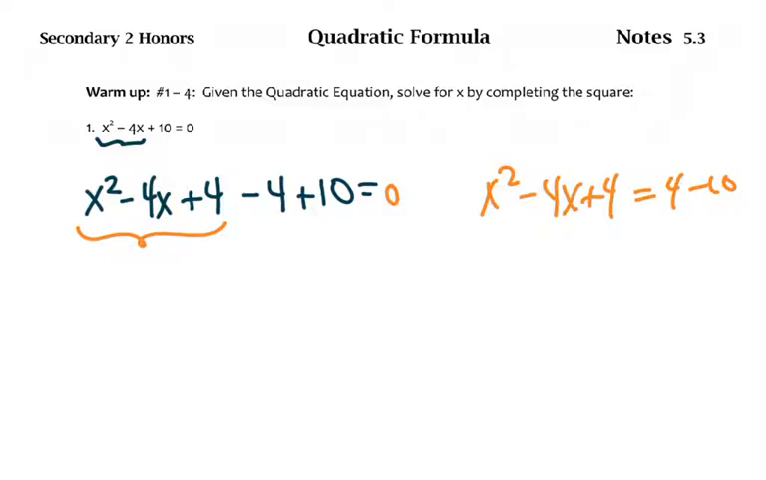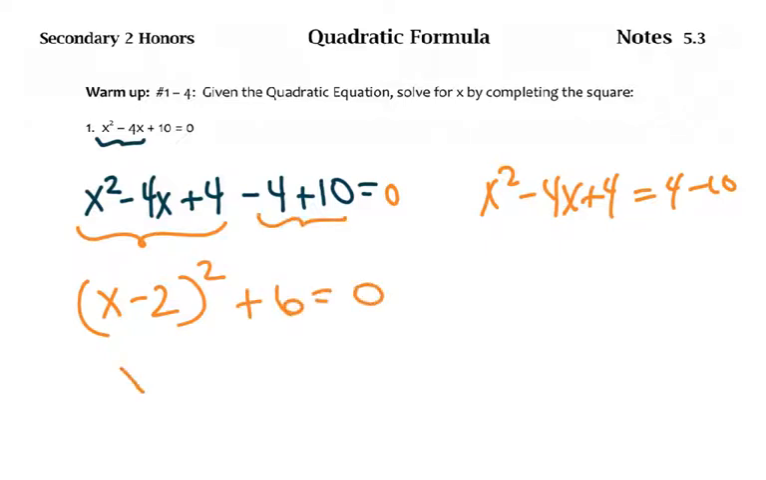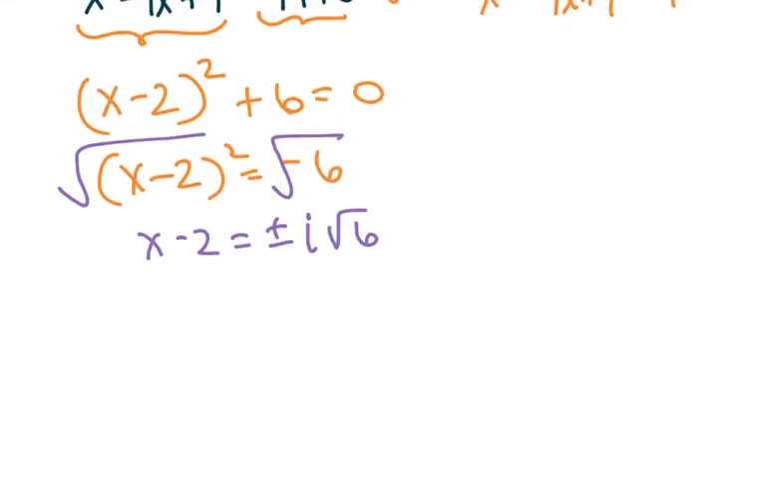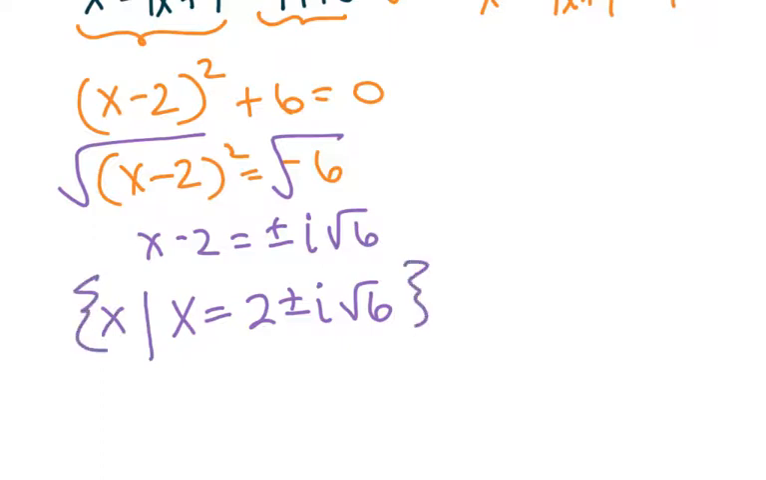Okay, what I have now is my perfect square, so x minus 2 quantity squared, plus 6 equals 0. So I'm going to have x minus 2 quantity squared equals negative 6. I'm going to now take the square root of both sides. So x minus 2 equals plus or minus the square root of 6, and then the i is going to come out for the negative. So then for my solution, I'm going to have x equals 2 plus or minus i square root 6. And that's going to be my solution, and that's by completing the square.